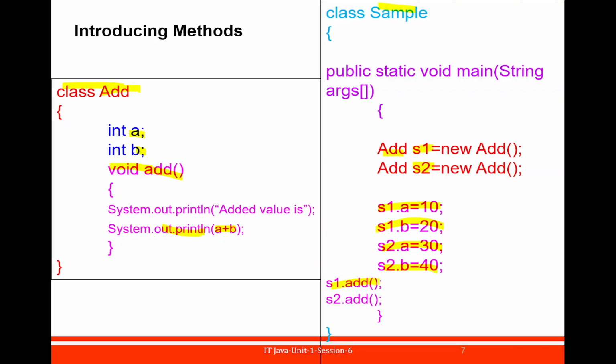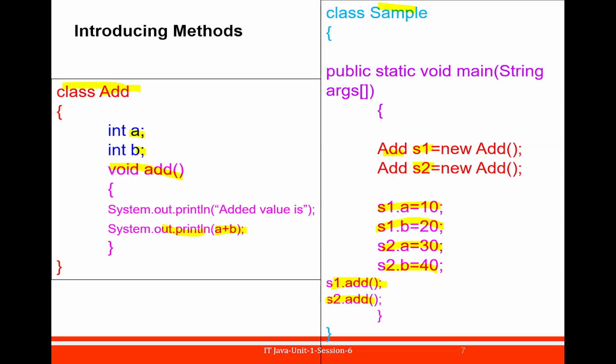And here we call the method. Actually, here we call the method using those objects: object name dot add. So the first object calls the add method. The control will go over here and it performs the summation, that is 10 plus 20, and 30 will be printed.